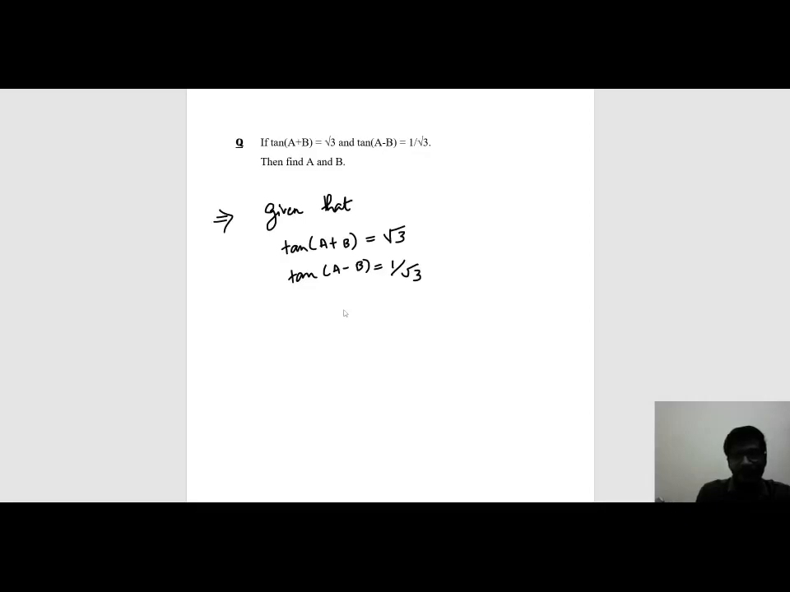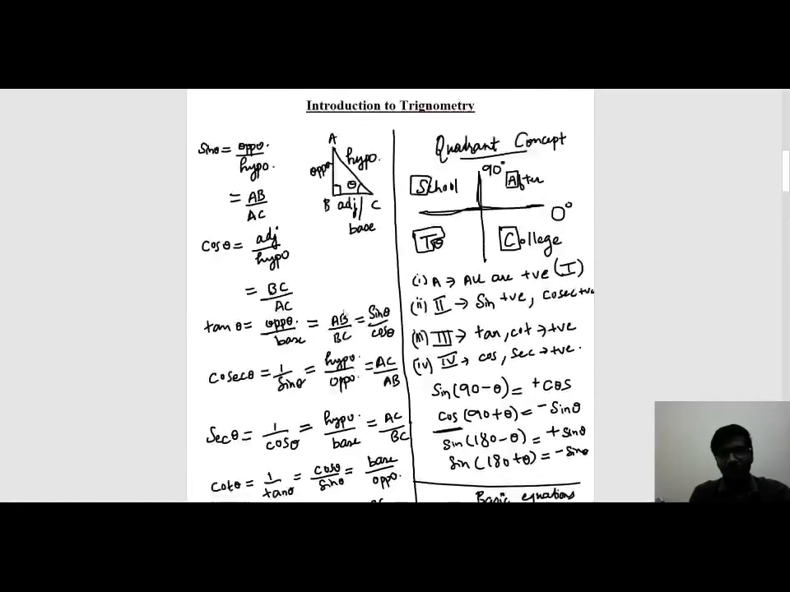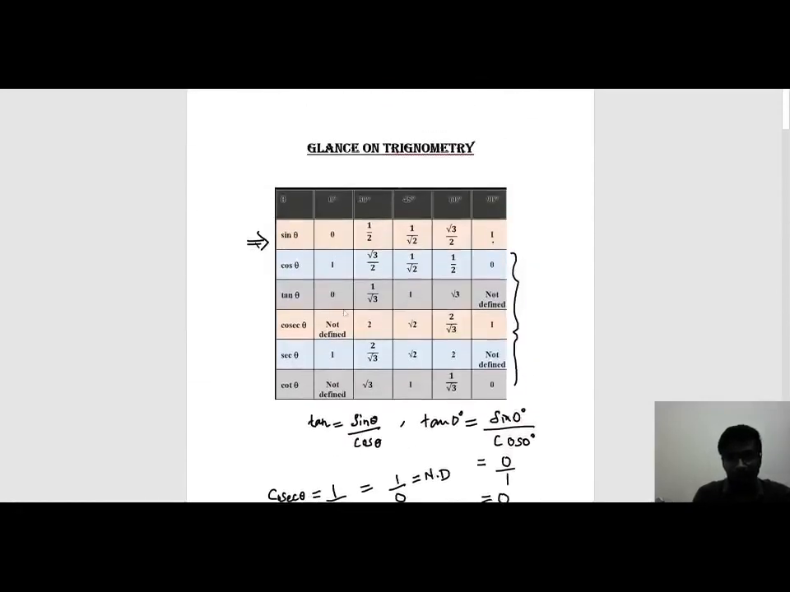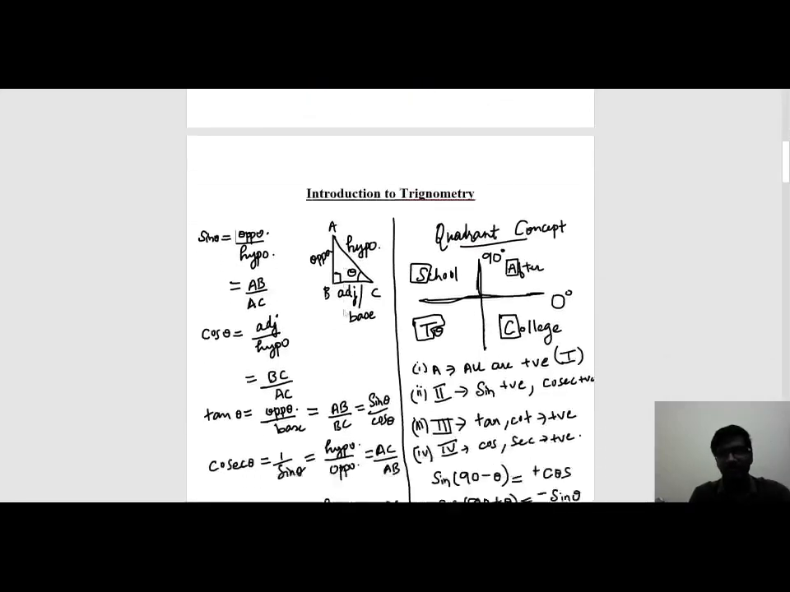See, if we divide this both, we are not going to get that value. So we have to think of another way. How can we think of another way? See, in the place of this root 3 and 1 by root 3, I can substitute something in terms of tan, right? If you see the table, see this table. Instead of 1 by root 3, I can substitute tan 30. And instead of root 3, I can substitute tan 60. So let's substitute that.